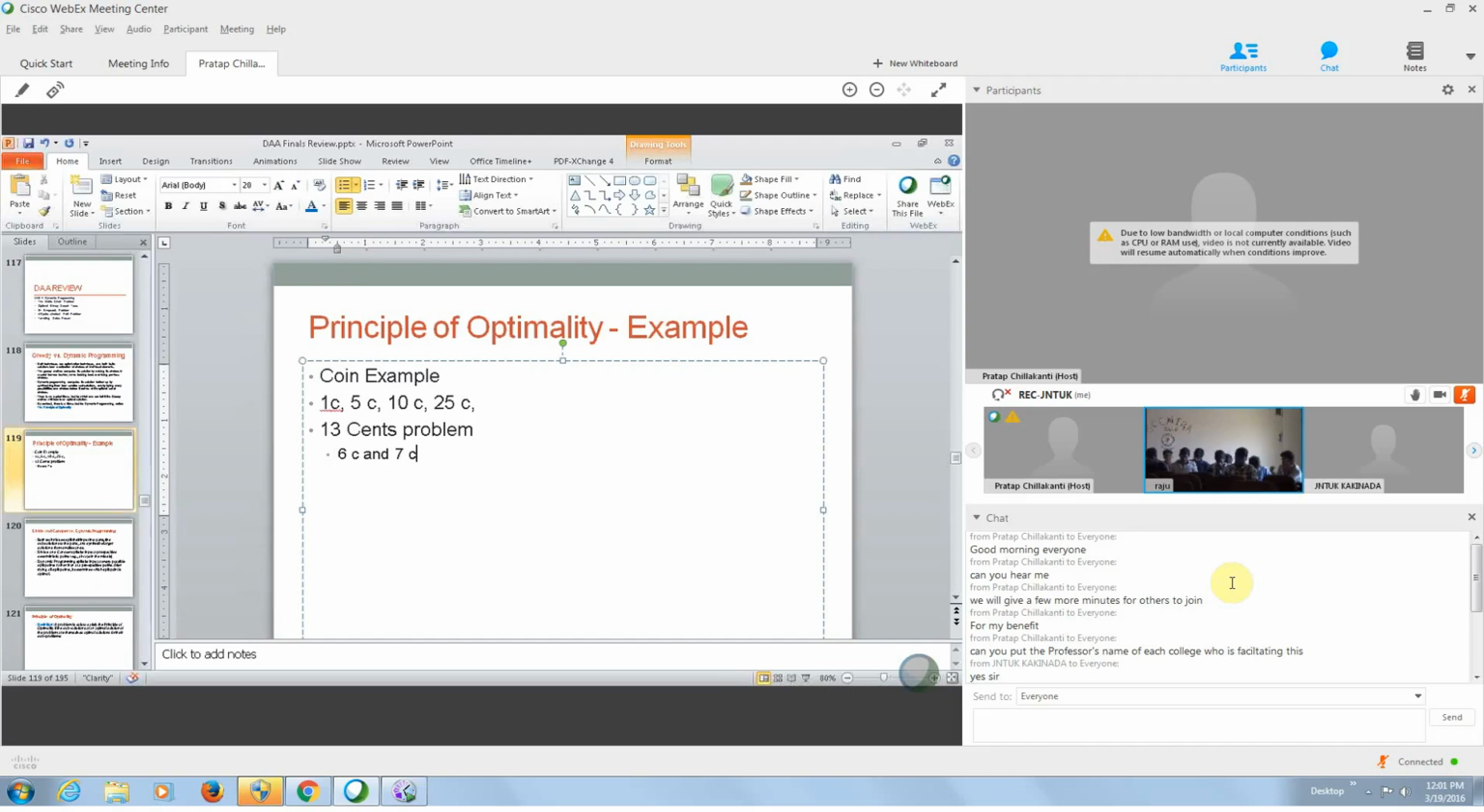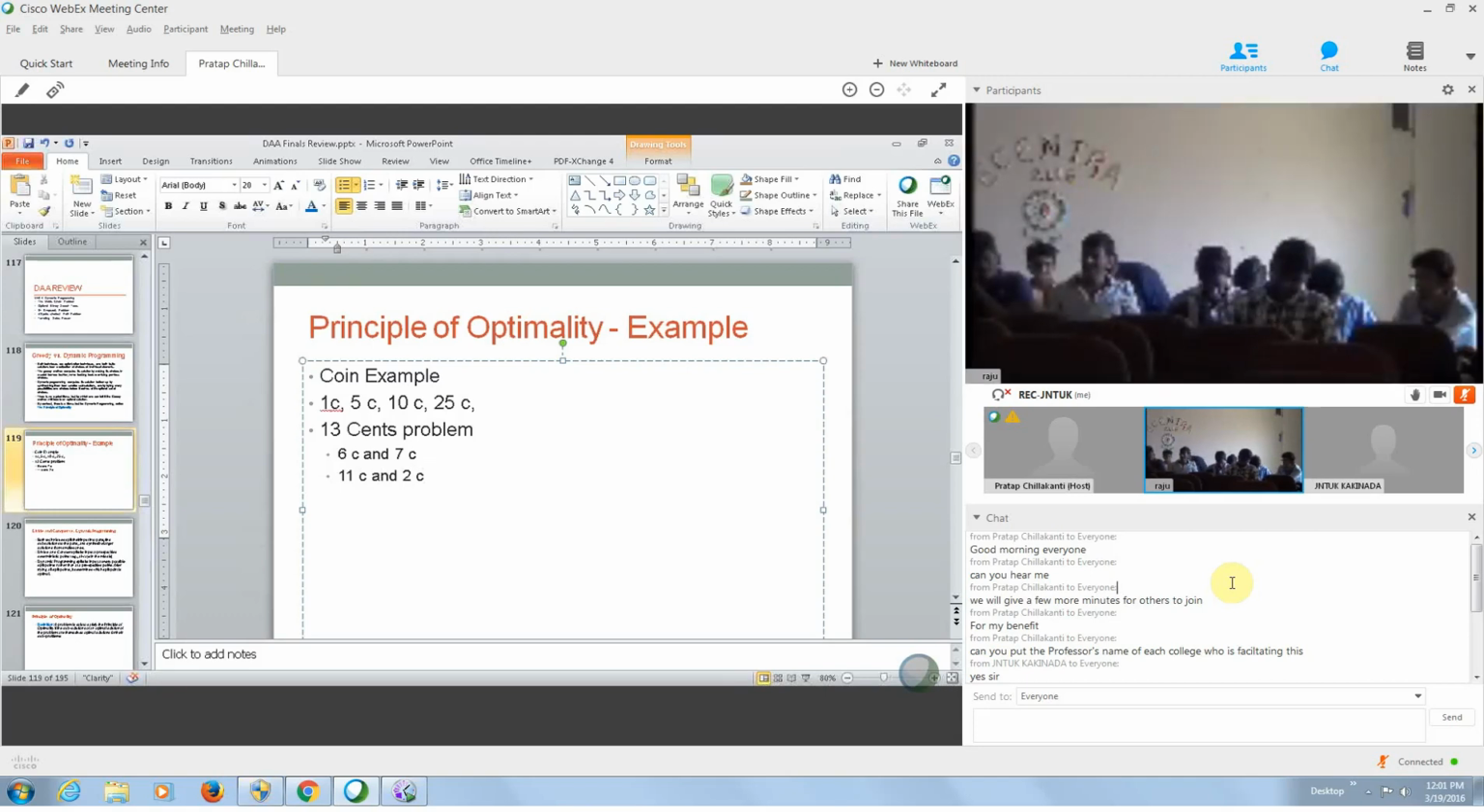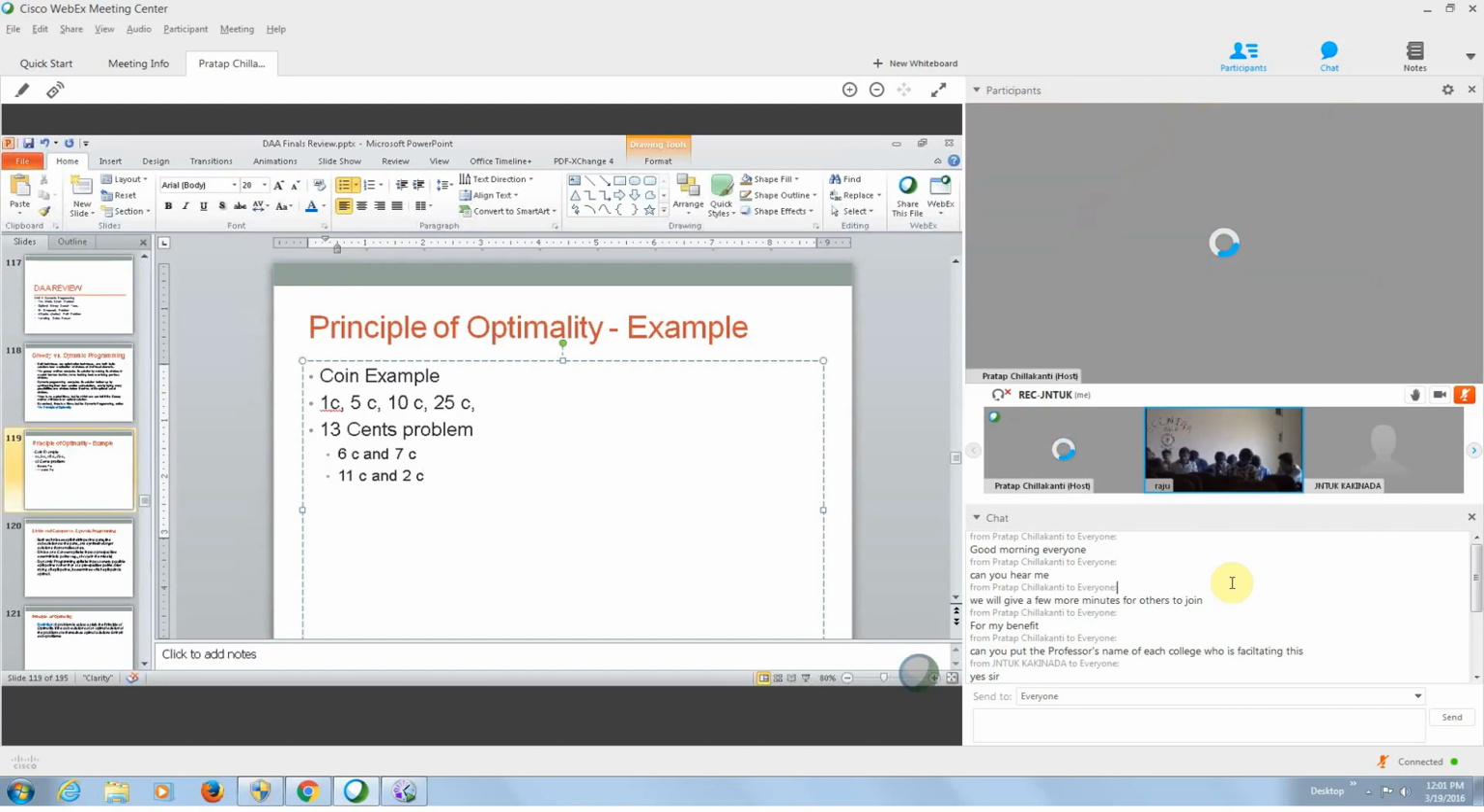Now, I can also come up with another combination called 11 cents and 2 cents. Correct? Okay. I won't go this slow for the rest of it. Here I'm just giving you a refresher.